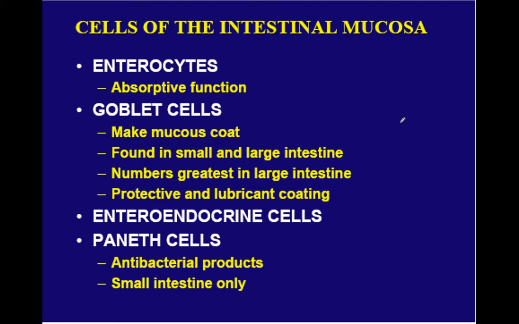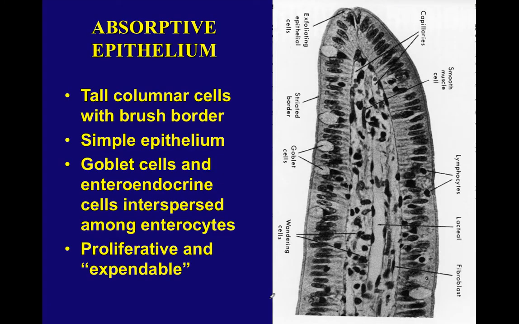As we go down from the duodenum to the large intestine, there is an increase in the number of goblet cells. Another cell we have is the enteroendocrine cell. As I said before, in the stomach we have enteroendocrine cells, and these are very important because they produce hormones that stimulate or inhibit the digestion process. A very important cell found only in the small intestine is the Paneth cell. These cells contain granules, and these granules contain antibacterial agents and also play an important role in small intestine protection.